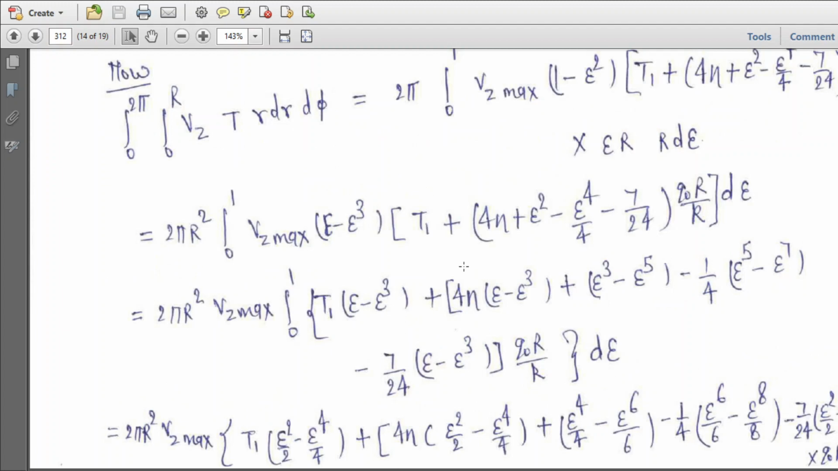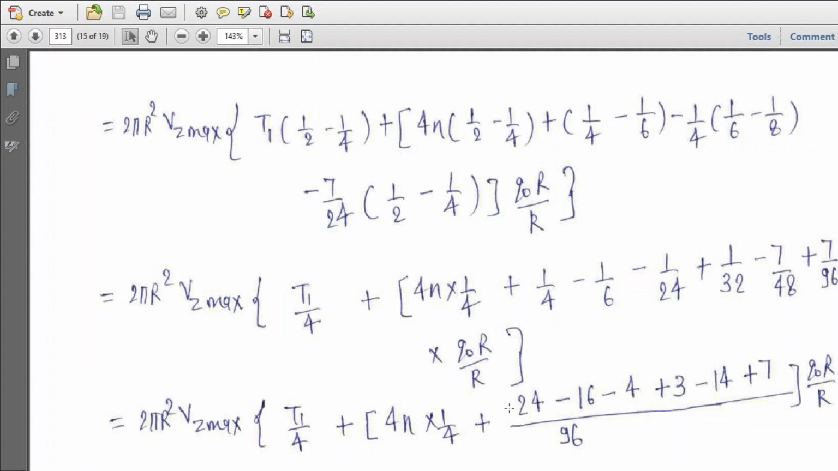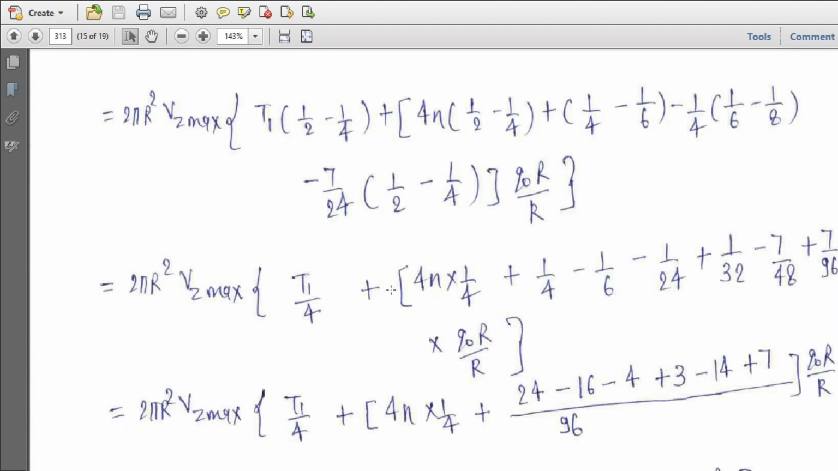If you multiply it carefully, you will end up with 2 pi R square Vz max, multiply and integrate: T1 times epsilon square by 2 minus epsilon 4 upon 4, plus 4 eta times epsilon square upon 2 minus epsilon 4 upon 4 plus epsilon 4 upon 4 minus epsilon 6 upon 6, minus 1 by 4 times epsilon 6 upon 6 minus epsilon 8 upon 8, minus 7 by 24 times epsilon square upon 2 minus epsilon 4 upon 4, bracket close, multiplied by q naught R upon k. Then you substitute the limits 0 to 1.